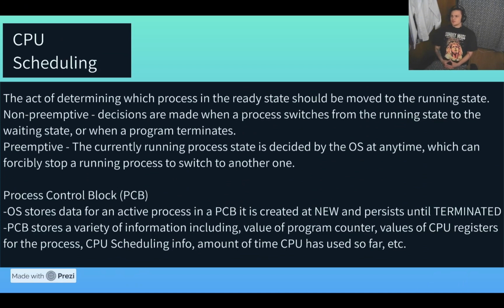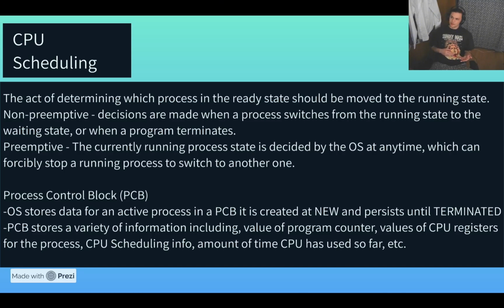Let's talk about CPU scheduling. The act of determining which process in the ready state should be moved to the running state. So this is the operating system deciding who gets the CPU's attention at any given moment. Now there's 2 schools of thought here. There's a non-preemptive and there's a preemptive. In the non-preemptive, decisions are made when a process switches from the running state to the waiting state or when a program terminates. So it's allowing each process to have its own time, get the same amount of love from the CPU. Now with preemptive, the currently running process state is decided by the OS at any time, which can forcibly stop a running process to switch to another one.